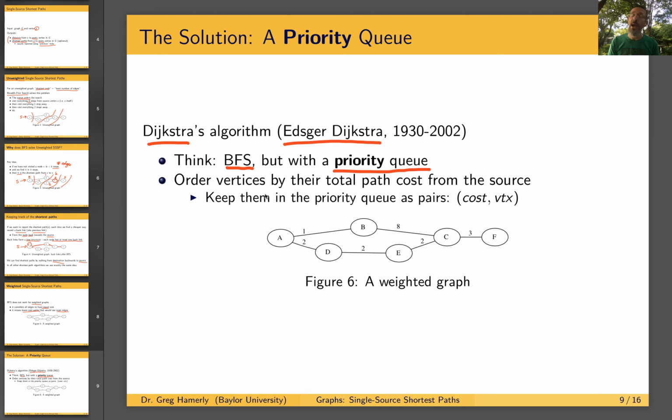And when we have a priority queue, we have to specify its order. That priority queue could be something like a min heap. And so the thing that we're going to order the priority queue by, the priority that we're going to give to the vertices that we're going to store in this priority queue, is the total path cost from the source.